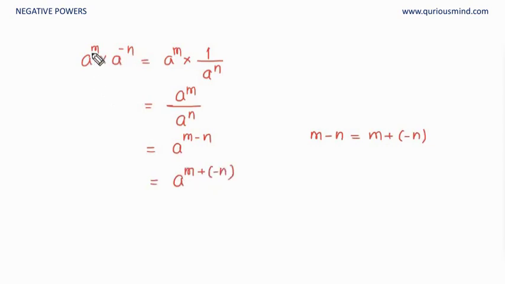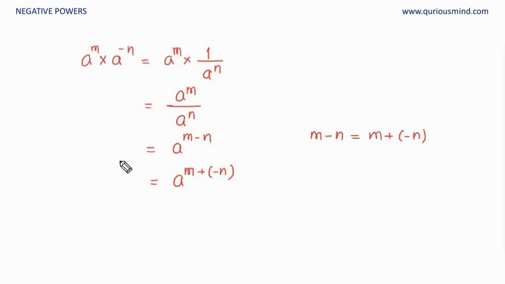So if you remember, our law said that when we have multiplication of like base exponents, the powers get added. And if you see here, the powers m and minus n are getting added. So our law of exponents, which was the like base law, holds true even for negative exponents. And similarly, the division law also holds true for the negative.